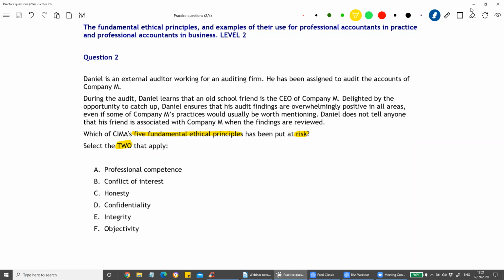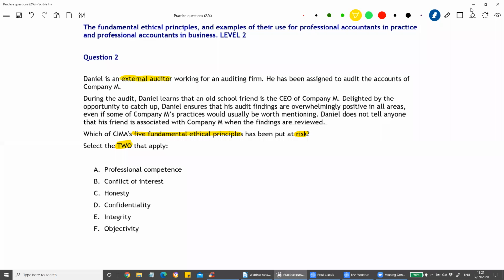Let's go back now to the scenario. We can start to pick out the important information that we're going to need. Daniel is an external auditor working for an auditing firm. He has been assigned to audit the accounts of company M. Okay, so Daniel is in an independent role checking the accounts of company M. So he's an external auditor. I'm going to highlight that information.